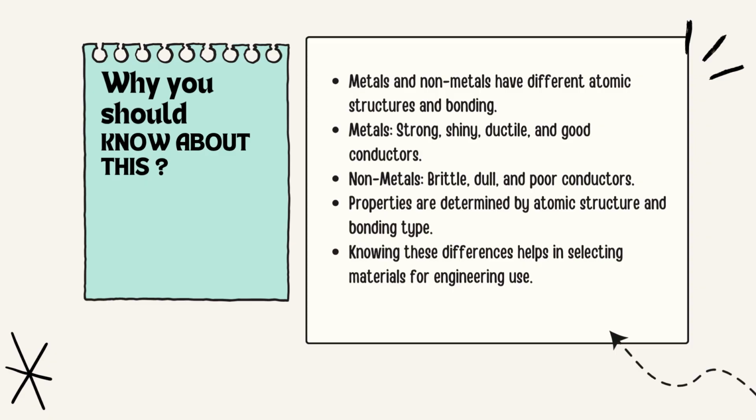To summarize, metals and non-metals have very different structures and properties. Metals have a regular atomic arrangement with free electrons, which makes them strong, shiny, and good conductors of heat and electricity. They can also be shaped easily without breaking. Non-metals, on the other hand, have covalent or ionic bonds that make them brittle, dull, and poor conductors. By understanding these differences, technicians can choose the right materials for the right applications. For example, metals for structural and electrical parts, and non-metals for insulation or lightweight components.